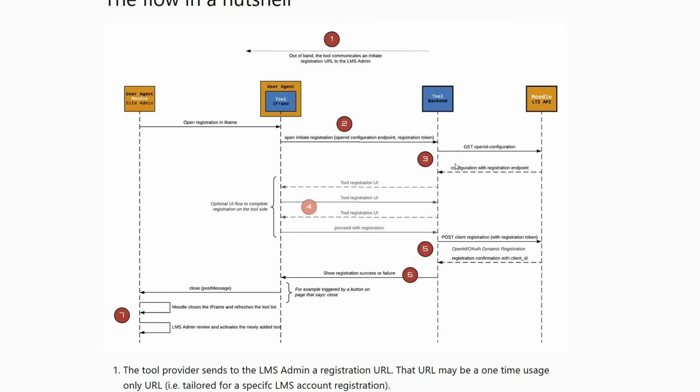So I'm going to post now, if you go back here, once I've reviewed this configuration, I may as a tool offer a UI to actually complete some registration on the tool side. The user may, for example, log in or select a few options to configure the registration. But at the end of that, when I'm ready to ask to register to Moodle, I'm going to post a registration request to this registration endpoint. And this registration request, to be secured, is going to use the registration token that I got here as an access token for this registration request.